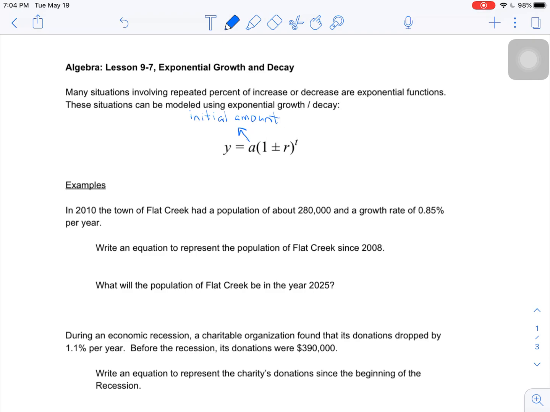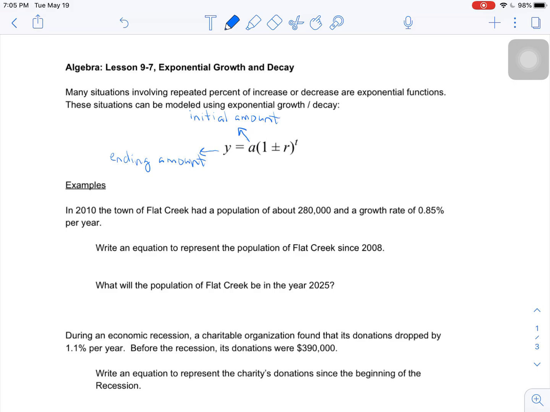And the output, that's going to be your ending amount. So if we wanted to use the savings problem as an example, $100 was our initial amount, and our ending amount after 2 years was $110.25. So that would be our A and our Y.